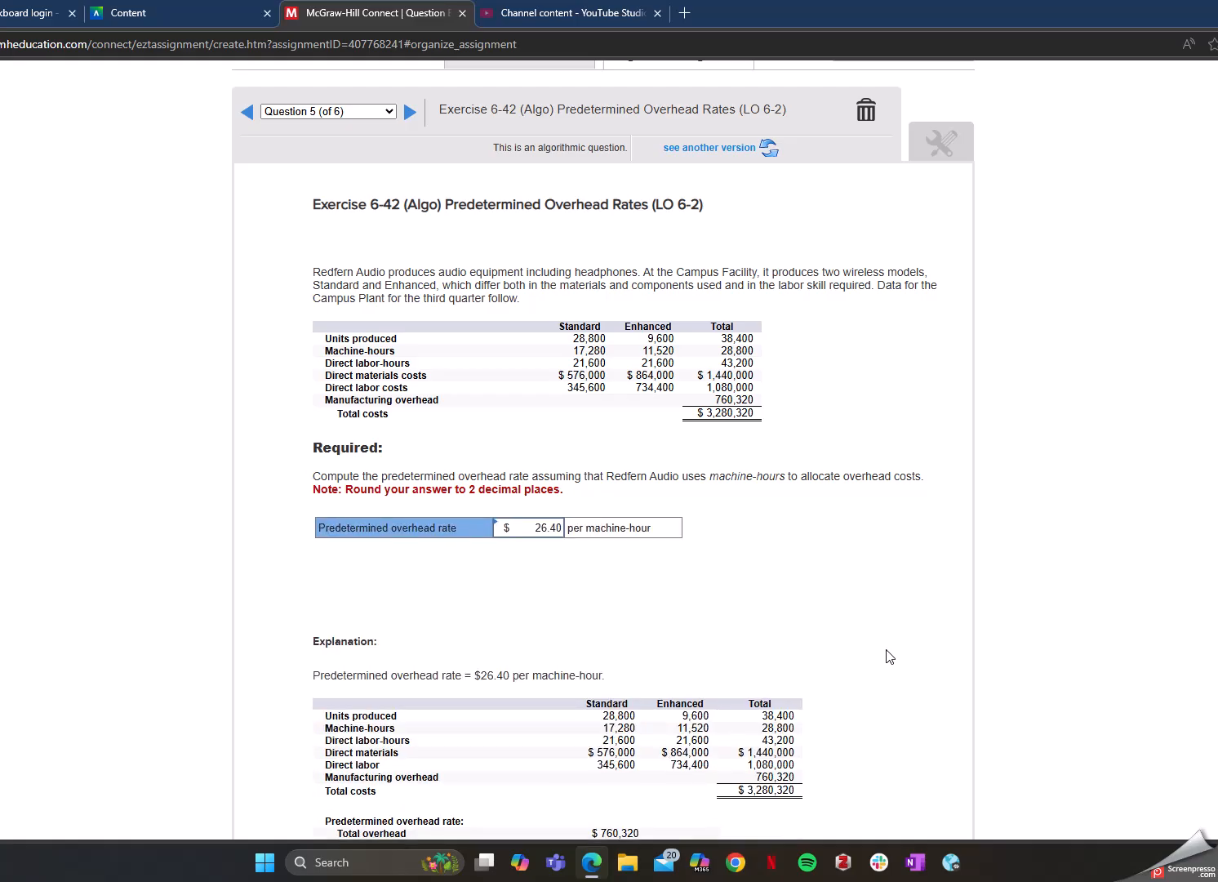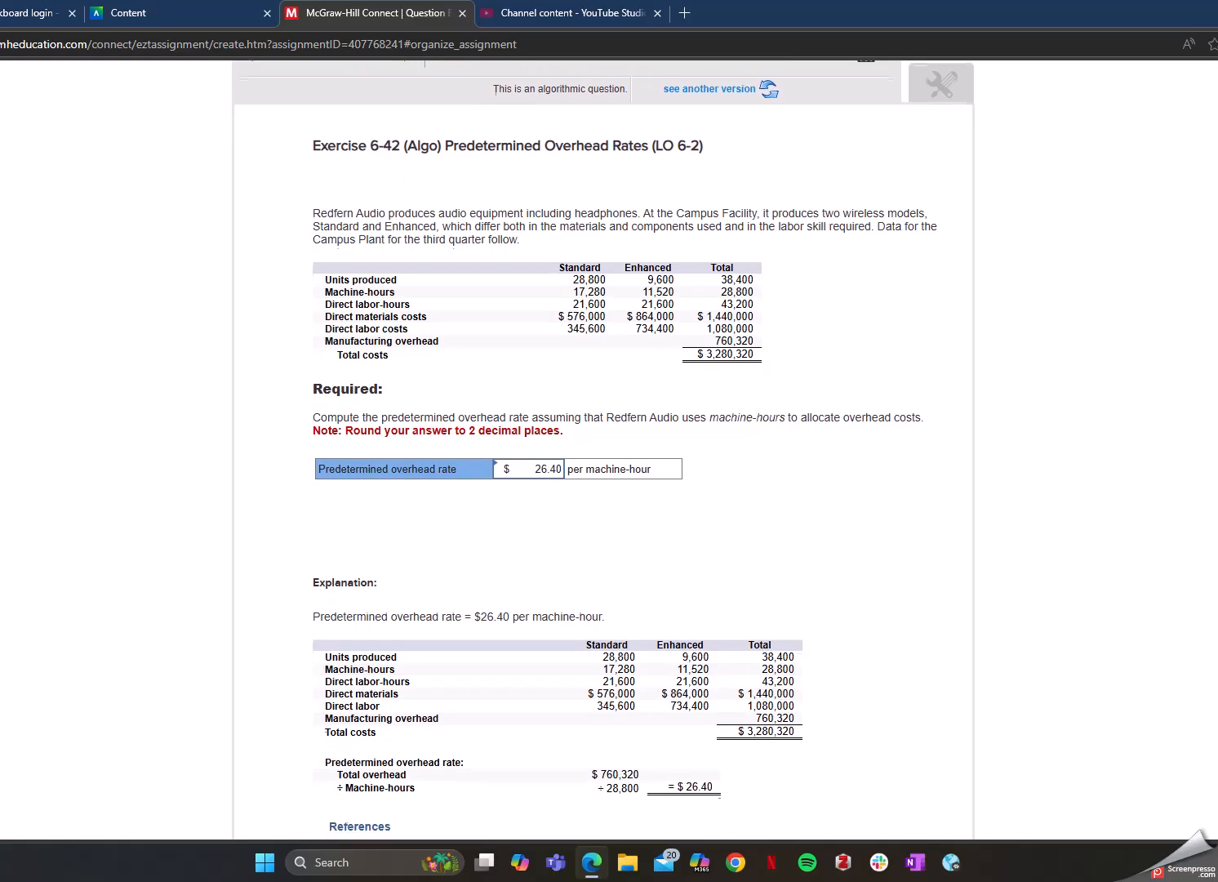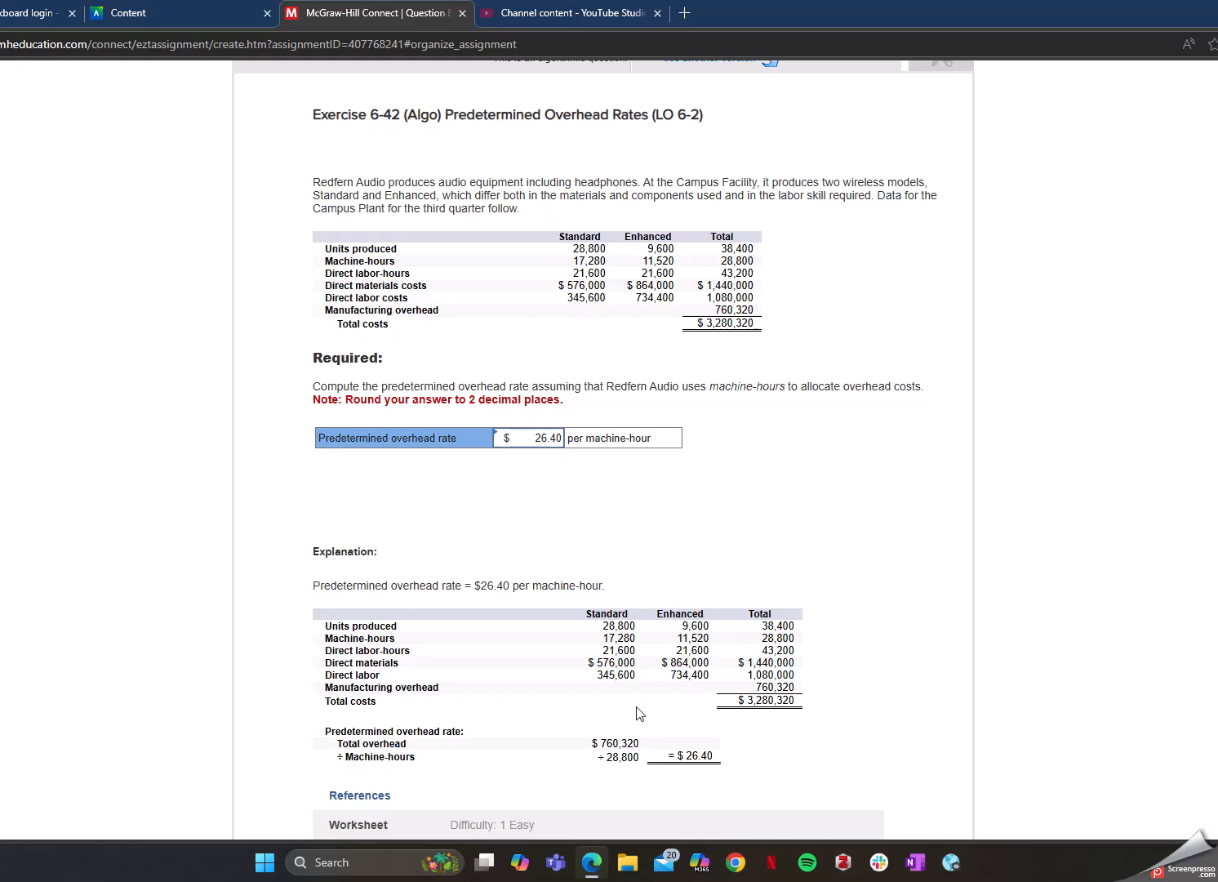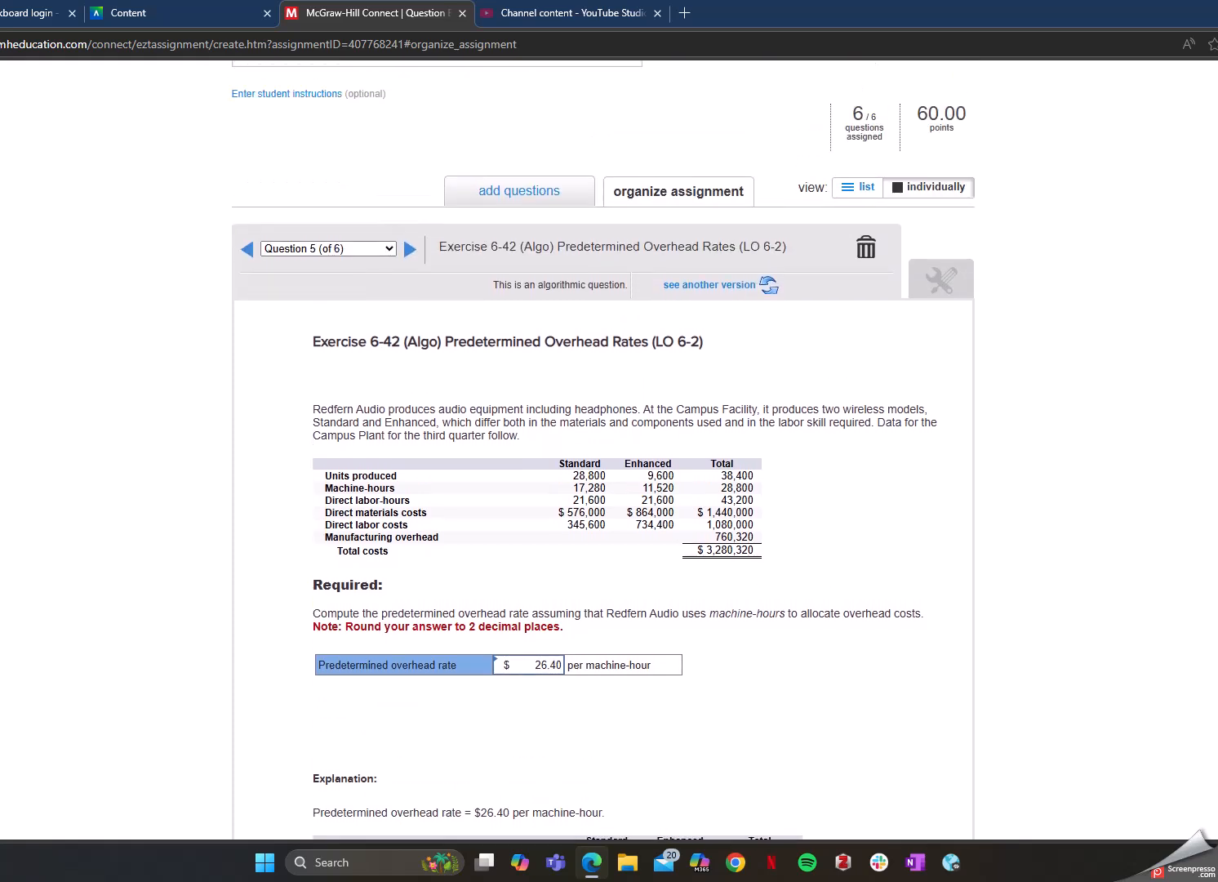And then calculating our predetermined overhead rate to allocate out that overhead. They give us our units produced, our machine hours, our direct labor hours, direct material costs, direct labor costs. It's the manufacturing overhead that we're trying to allocate. So compute the predetermined overhead rate, assuming that they are using machine hours. So we're going to take all of our costs, if I come down here, and then we're going to divide it by the machine hours, the 28,800 total machine hours, and that will give us a rate per machine hour. So hopefully that's pretty easy.